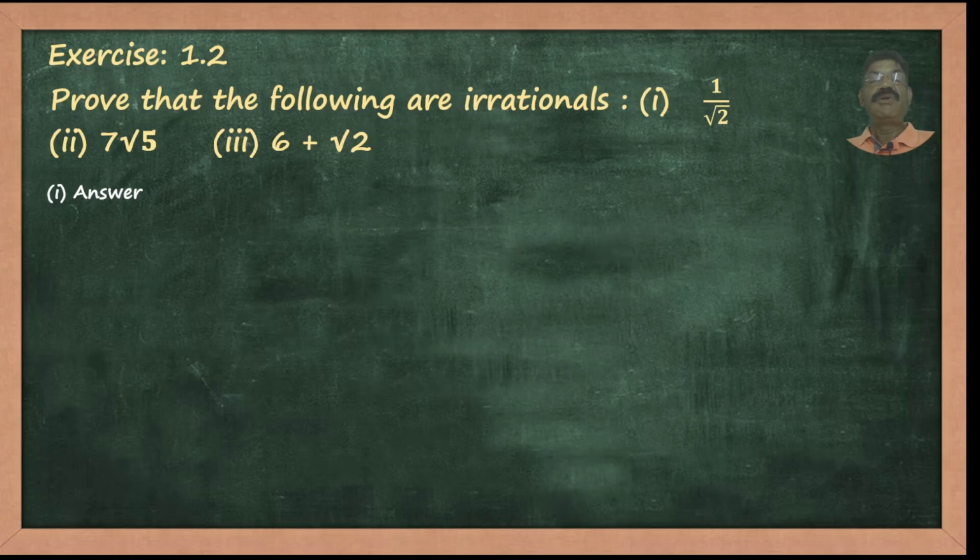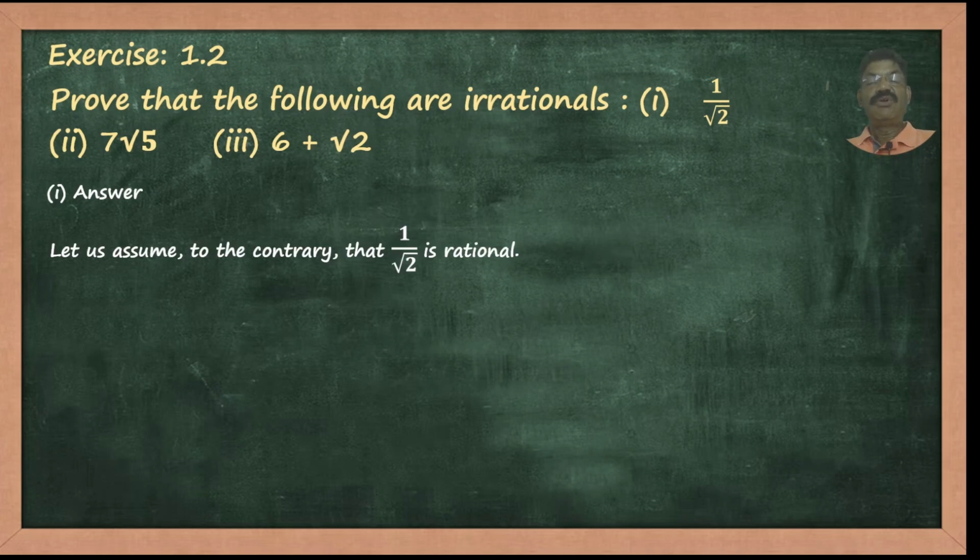Next, to prove that the following are irrational: 1 by root 2, 7 root 5, 6 plus root 2. For all the problems, the underlying logic is the same. We have already proved root 2 is irrational, root 5 is irrational. We are going to invoke that result. The way we give proof is the same method. We assume that the given number is rational and we are going to arrive at a contradiction. That is our idea. Let us look at the first problem.